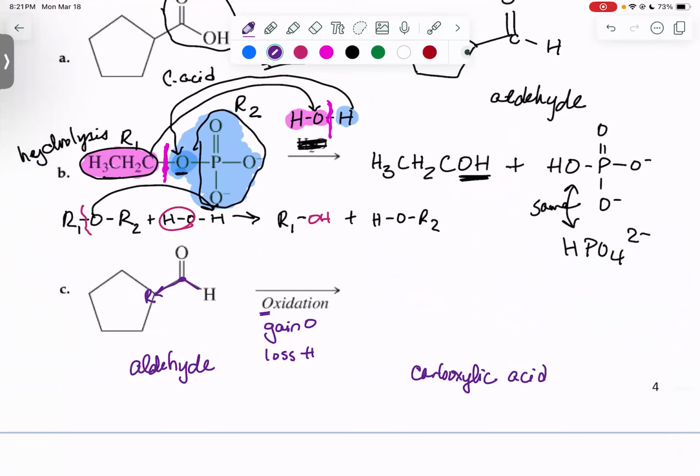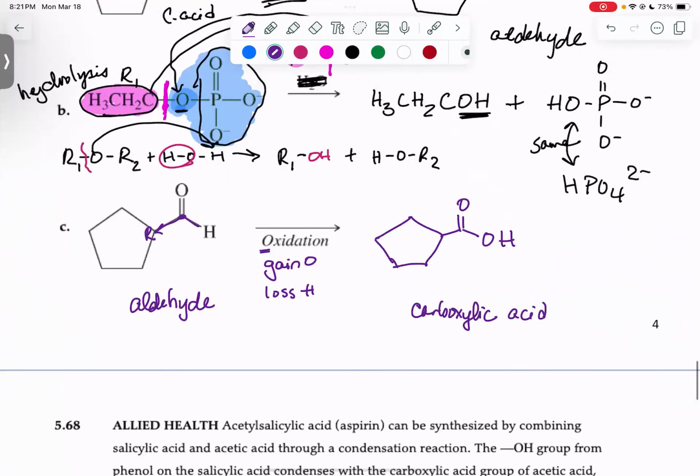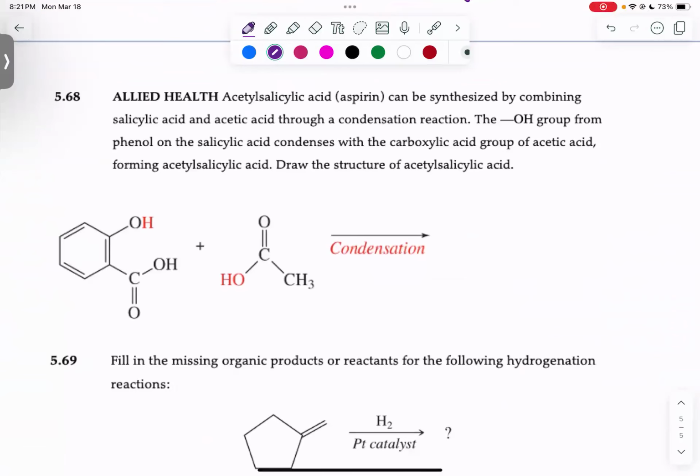So my R group doesn't change. So here's my R group. R's don't change. It's only the functional groups. So now I'll turn it into an oxygen, and then I have an OH there. Okay, and that's it. So you just have to kind of know what you're looking for.